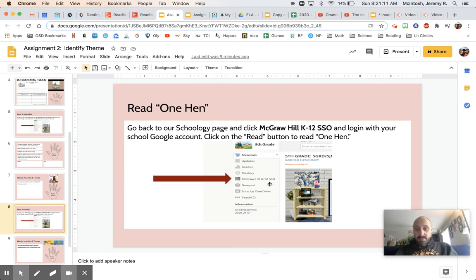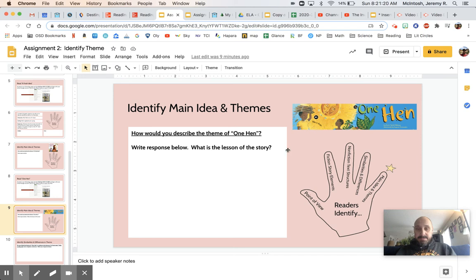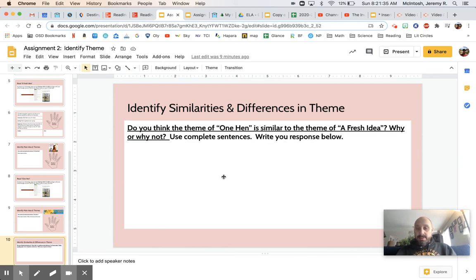Reminder how to get there: McGraw-Hill. Go back to Schoology and you have to click into that Wonders that we just clicked. Okay, so read One Hen. And how would you describe the theme of One Hen? Write your response below. What is the lesson of the story? So try your best. See if you can figure out what the author was trying to teach us in the story.